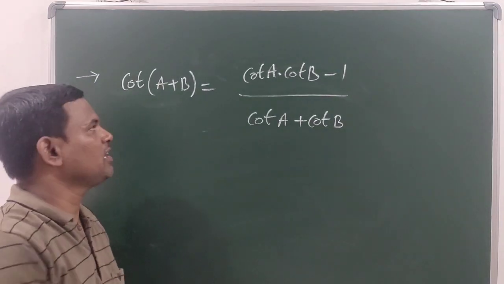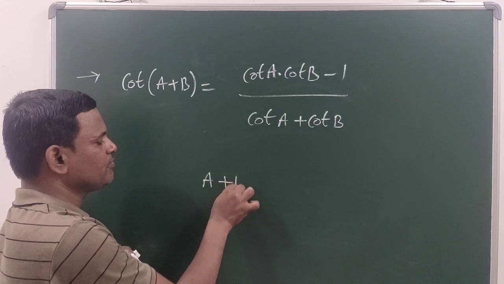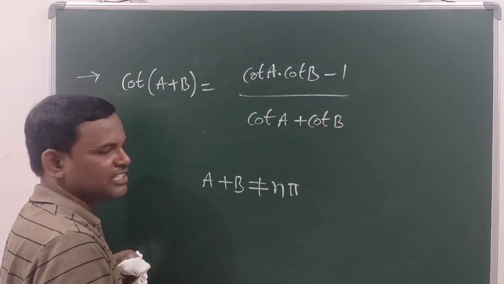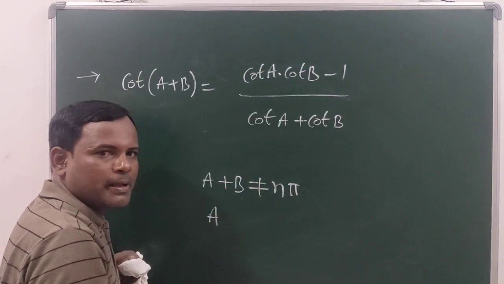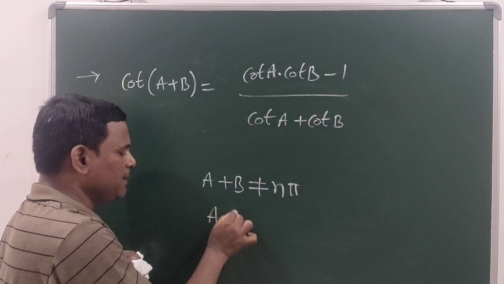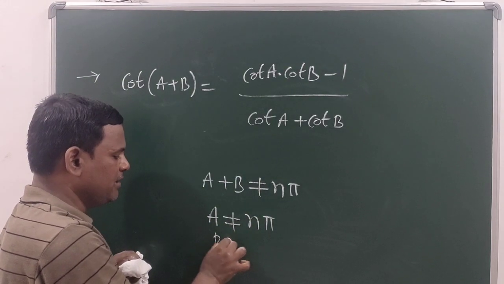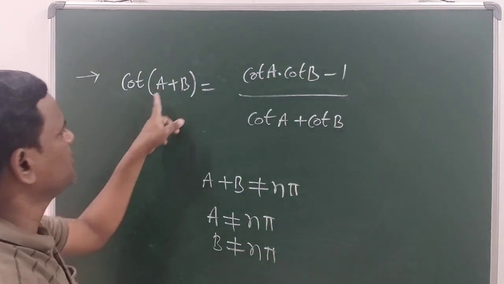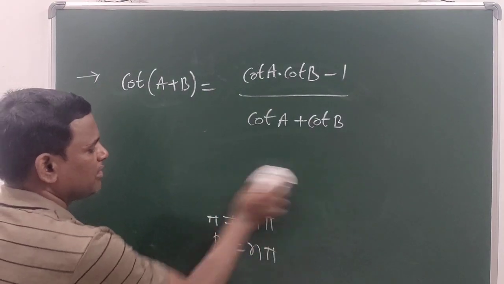Okay, here also A plus B should not be equal to n pi, where n belongs to integer. A also should not be n pi, because cot n pi is not defined. B should not be n pi, where n belongs to integer. Okay, cot of A plus B equal to cot A cot B minus 1 by cot A plus cot B.